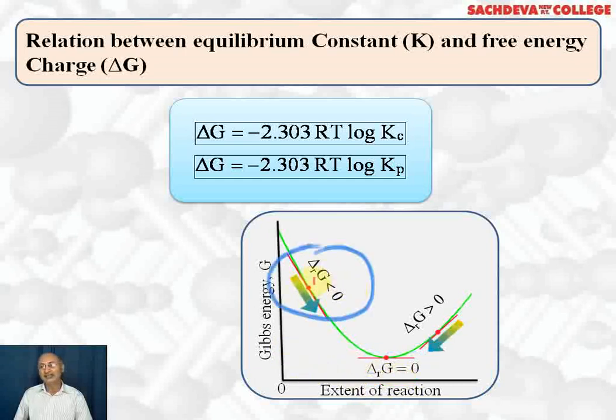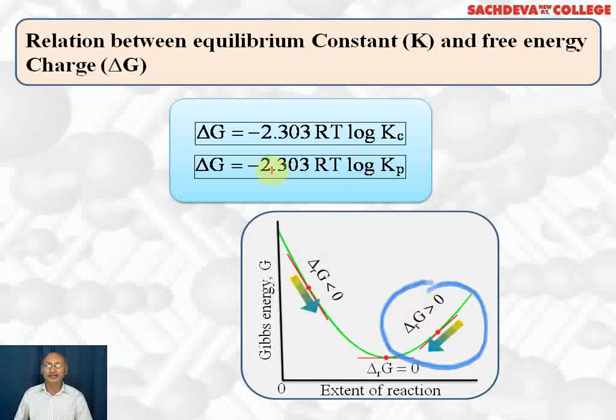Now if delta G is less than 0, it means the value of K is high or positive, so the extent of reaction will be more. That reaction will go towards the product side. If delta G is greater than 0, meaning delta G is positive, the value of K will be small. If Kc or Kp is small, it means the reaction goes in the backward direction or fewer products are formed. So with the help of the values of delta G and K, we can determine how much extent of reaction has taken place.